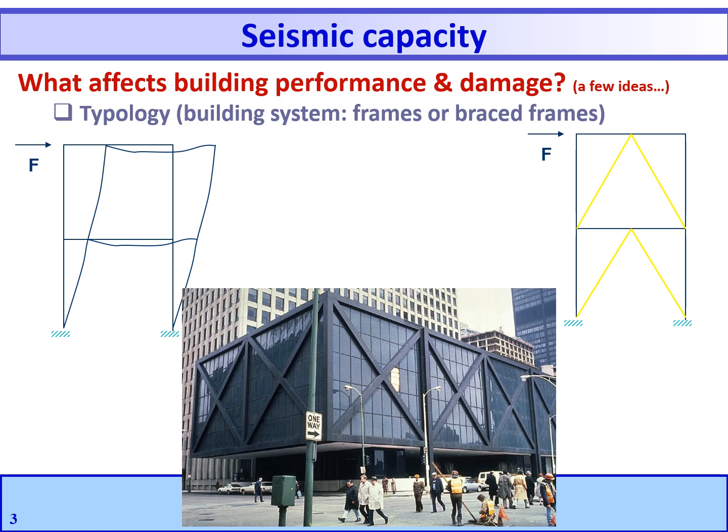If we want to become more specific about the seismic capacity of a structure, we need to try answering the question, what affects building performance and damage? The structural components in a building include the foundation, the framing system, walls, connections, and roof and floor slabs. So the typology of the building system is crucial in the determination of its seismic capacity. Frame types include concrete, steel, and braced steel.